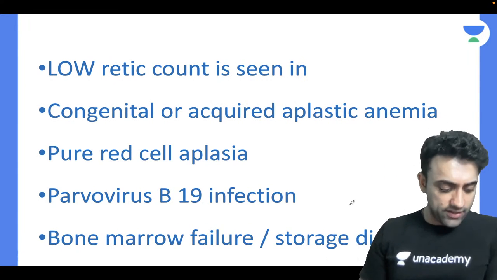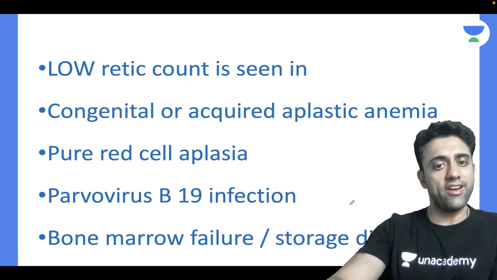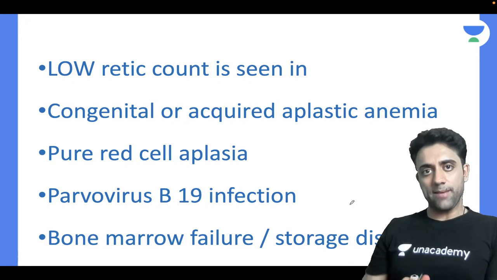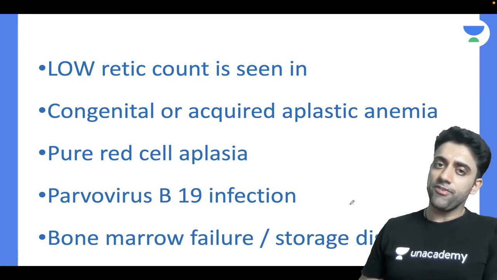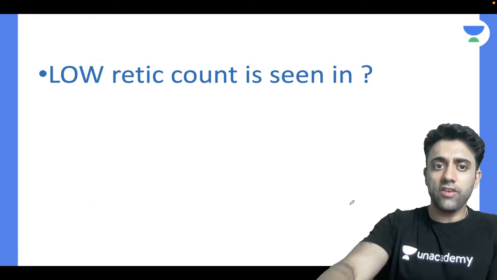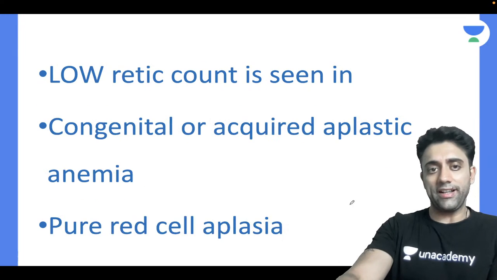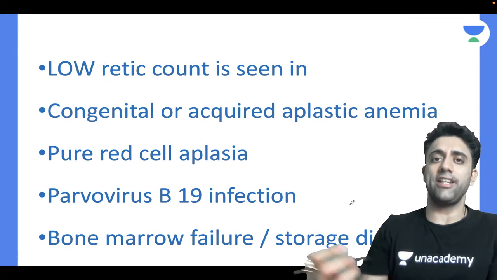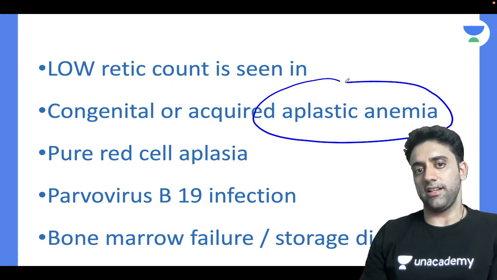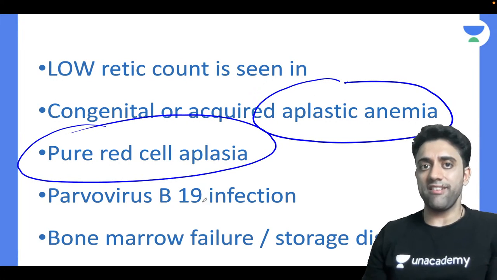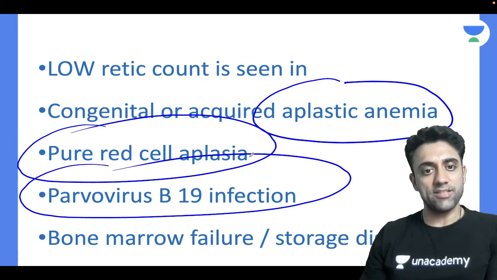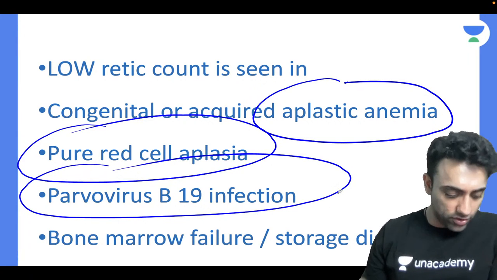And bone marrow failure, Savan very nicely telling, bone marrow failure, any storage disorder, very important exam question. Okay, where do you see low retic count? Where do you see high retic count? The causes of high retic count are hemolysis, hemorrhage, and sepsis. The causes of low retic means my body is not making reticulocytes. Why? Sir, I have aplastic anemia. Sir, I'm suffering from pure red cell aplasia or parvovirus B19 infection, bone marrow failure, or storage disorder.